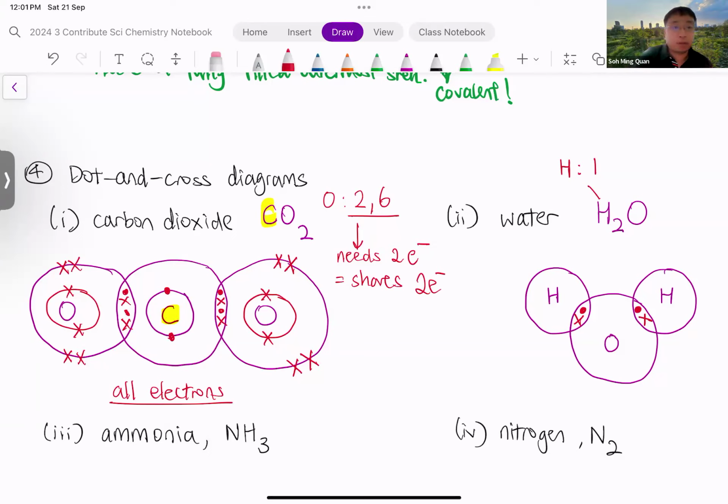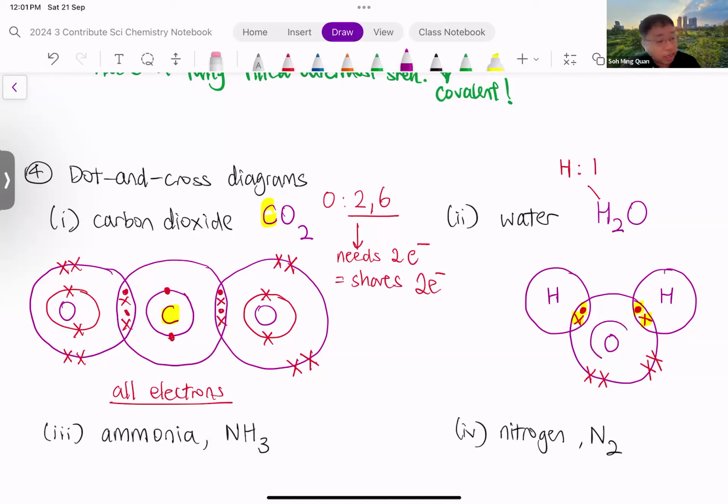Good enough. But for oxygen, oxygen is the second shell. Outer shell is the second shell. Second shell can hold a maximum of 8. So far, I've drawn 1 dot, 1 cross, 1 dot, 1 cross. So far, I have drawn 4 electrons. Therefore, I need to draw 4 more outside the oxygen. And that makes a total of 8 electrons in the outer shell. So again, what I've done for H2O is to draw the dot and cross diagram showing the outer shell electrons.